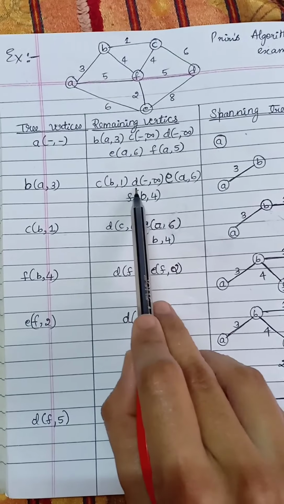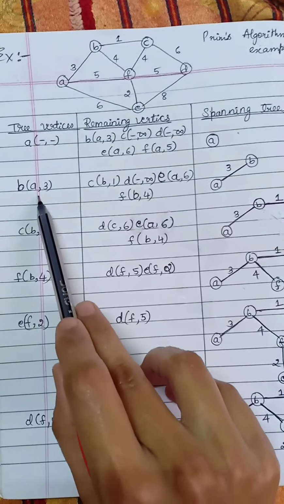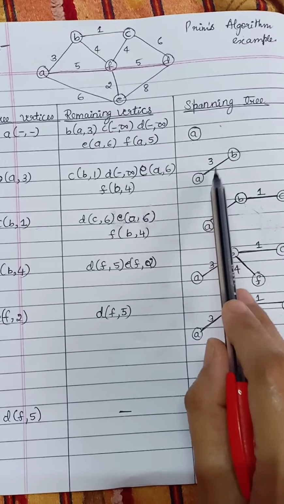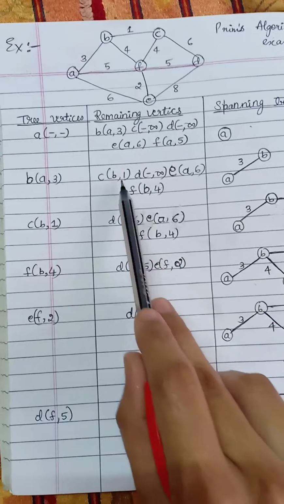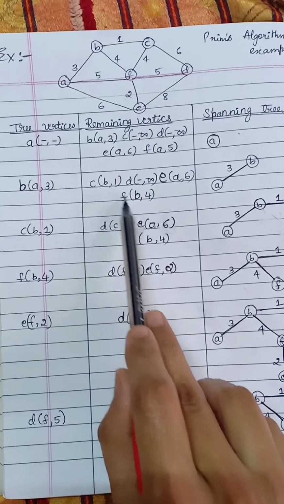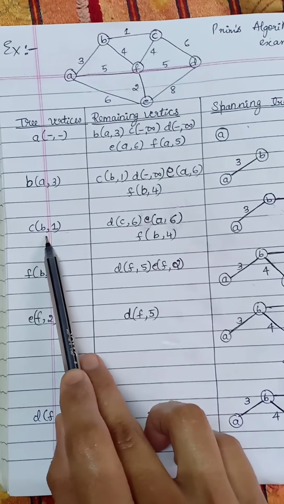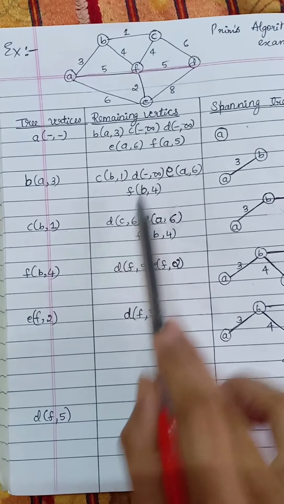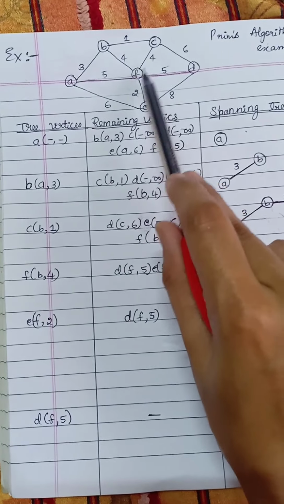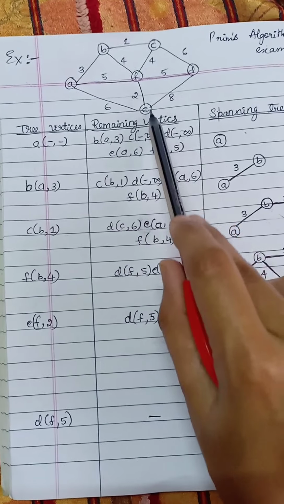From these vertices again you have to select the minimum, and since you have selected B of A, 3, this will be the spanning tree. Next, from these 4, which is the minimum? The minimum is C of B, 1, so you select C of B, 1. Now, out of A, B and C, which are already selected, the remaining vertices are F, E and D.